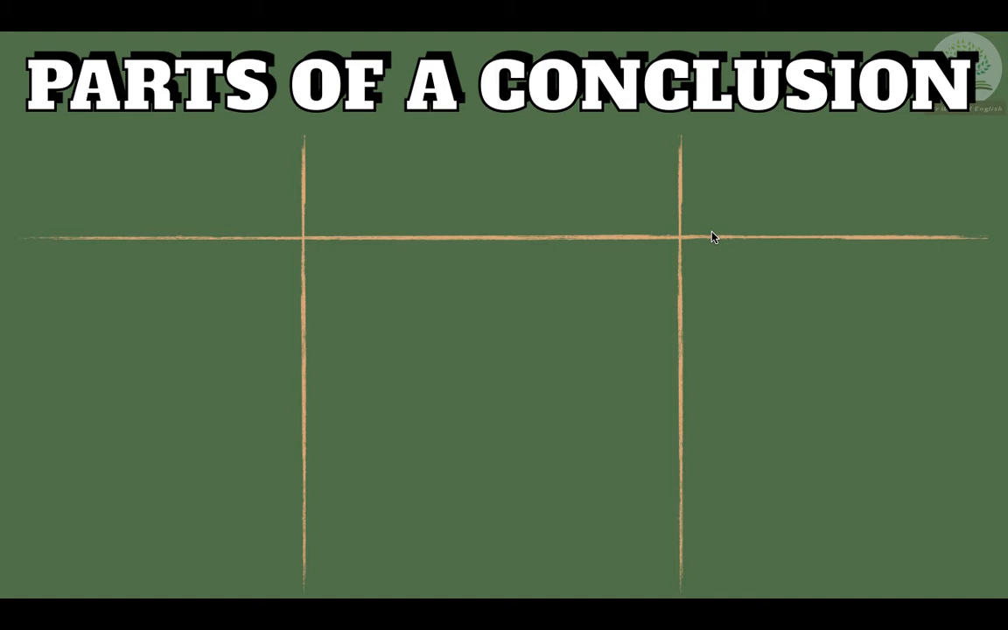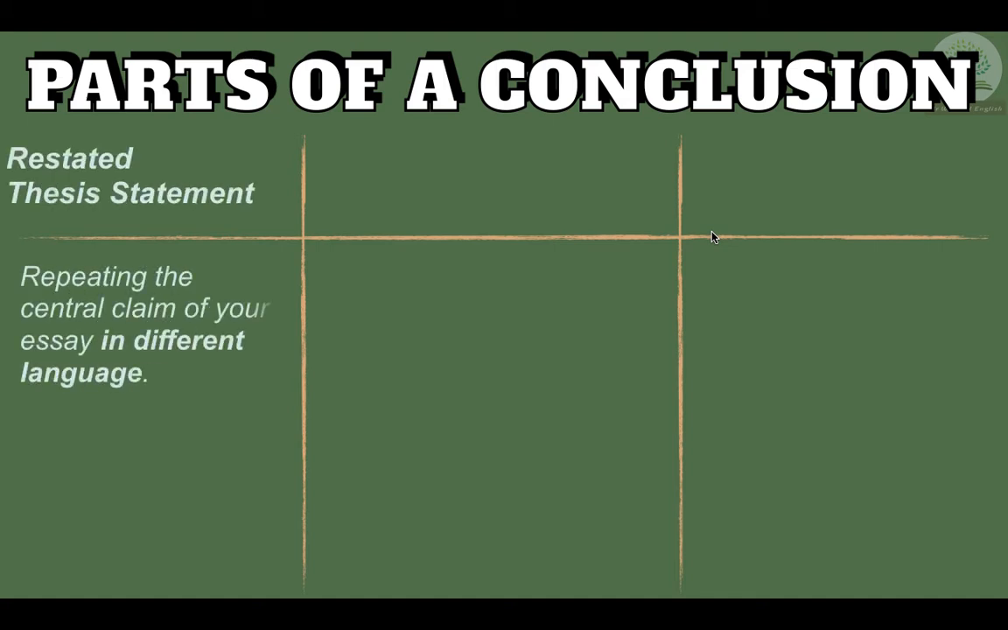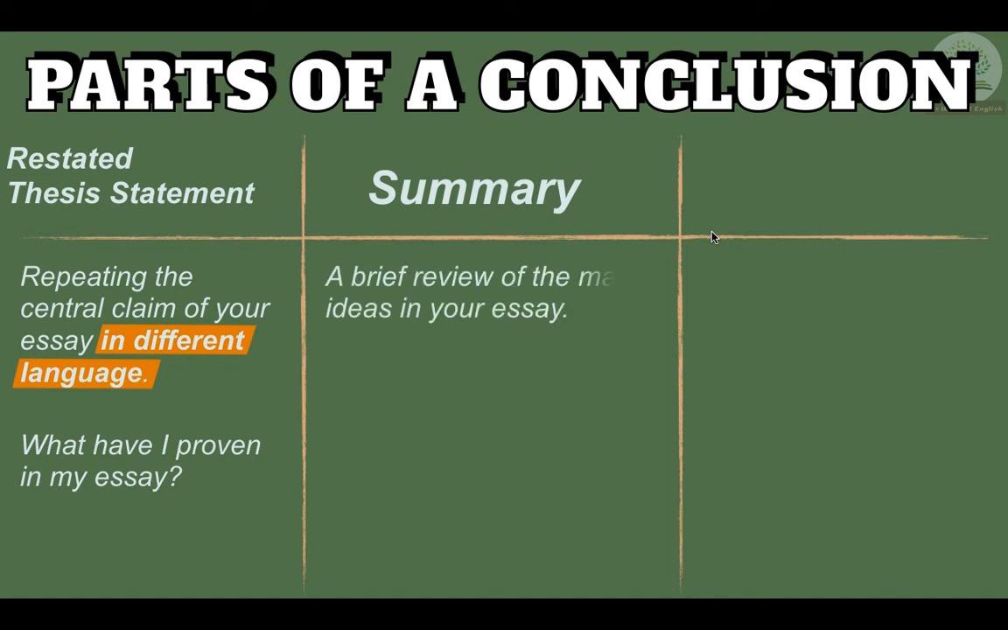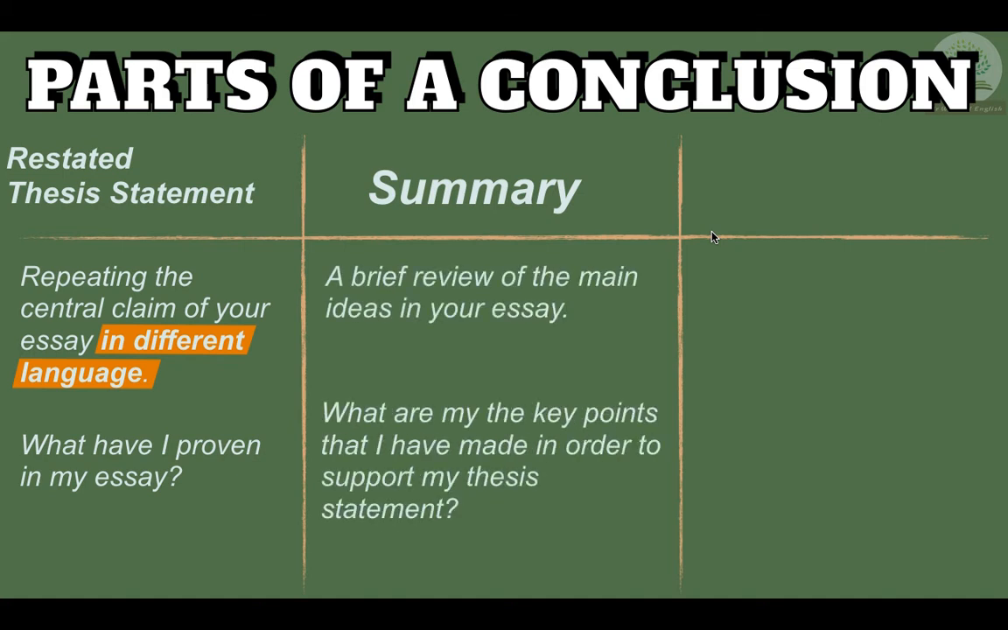The first part of your conclusion is the related thesis statement. Here, you're repeating the central claim of your essay in different language. You're reminding your reader what it is that you wanted to prove. The next section is a summary. Here, you're briefly reviewing all the main ideas of your essay, and you're asking what are the key points that I have made in order to support my thesis statement.